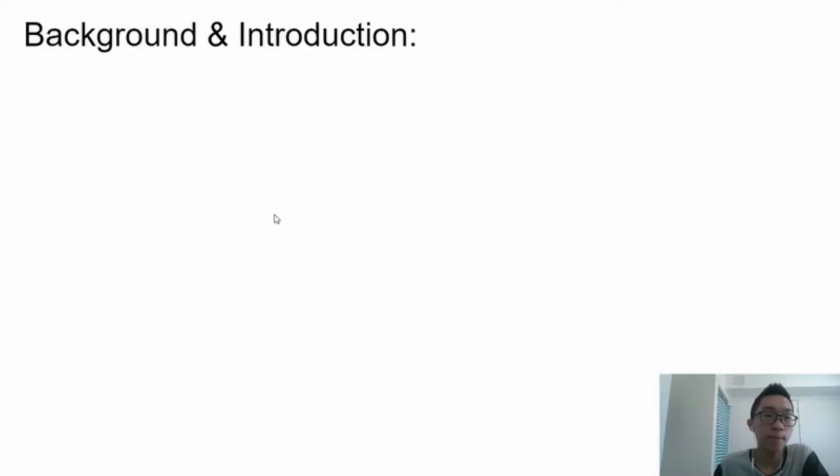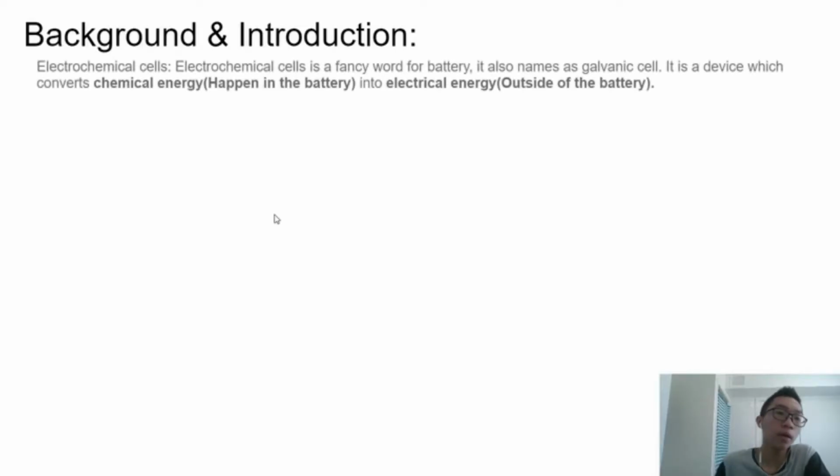And yes, in the background, electrochemical cell is a fancy word for battery, as I mentioned. It's also named a galvanic cell. It's a device which converts chemical energy happening in the battery into electrical energy, which is outside the battery. So let's put our battery, and we can notice that.